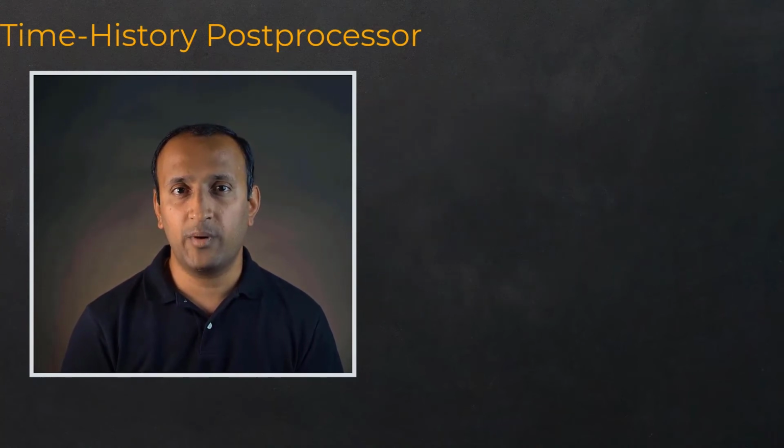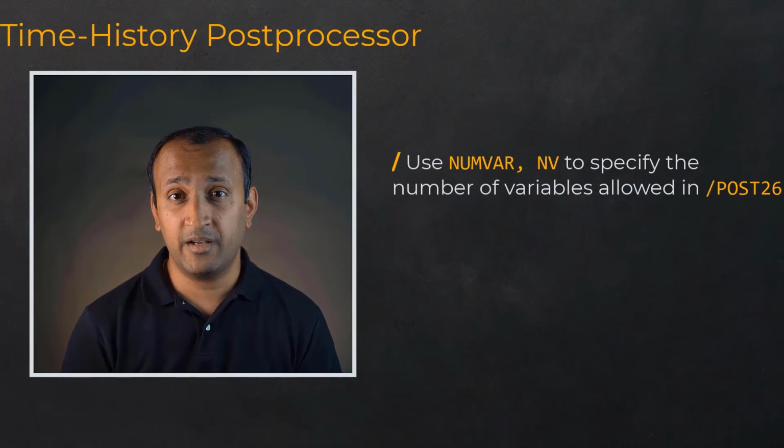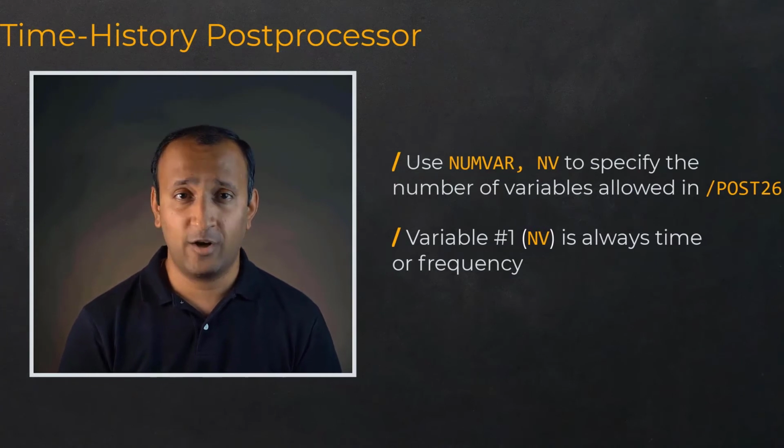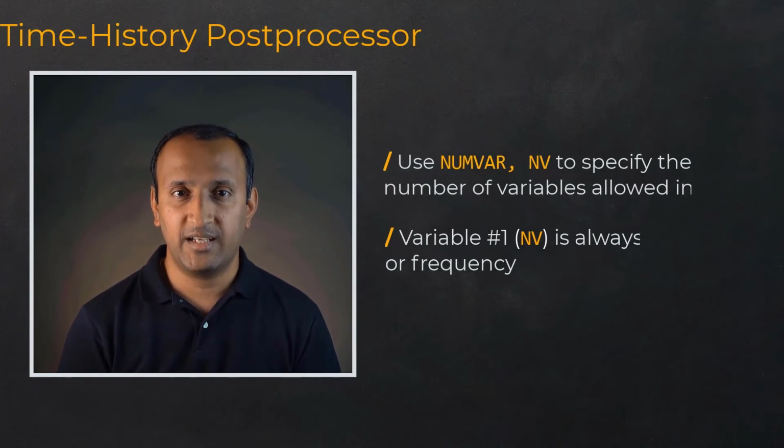Defining variables is a two-part operation consisting of defining and storing. We can define up to 10 variables by default. The maximum number can be increased up to 200 using the NUMVAR command. Time or frequency is always variable number 1 and cannot be changed. Defining a new variable with the same name as an existing variable overrides the existing variable.